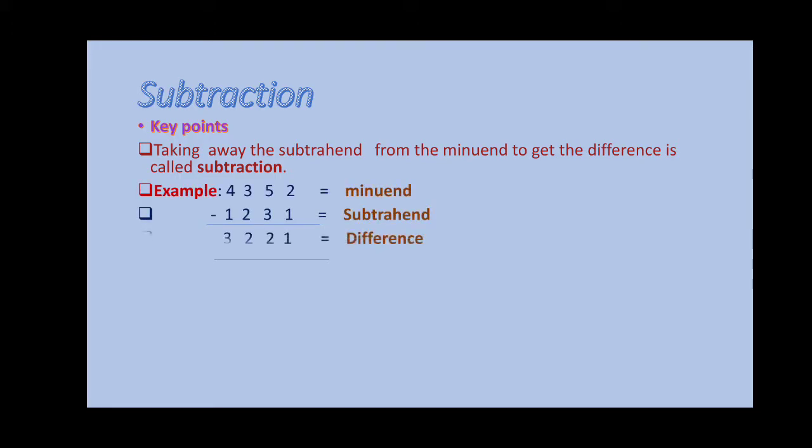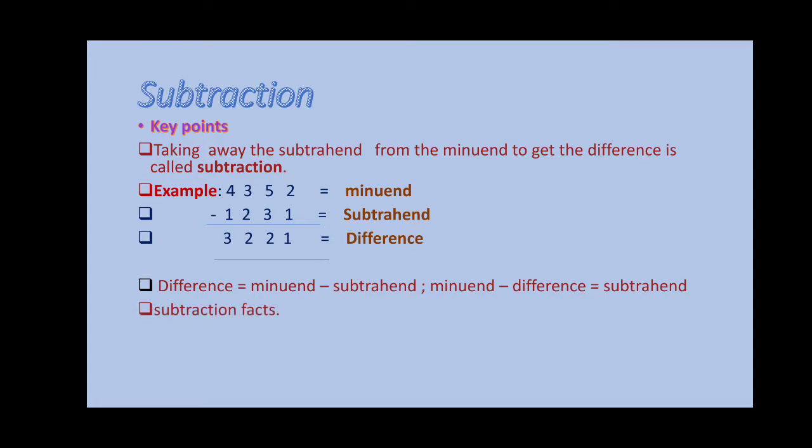What are the key points in subtraction? We'll see and discuss that. First one, taking away the subtrahend from the minuend to get the difference is called subtraction. I hope you know that in class 3 and class 4 you learned what is minuend, what is subtrahend and what is the difference. Without any doubt you know that the answer of subtraction is called difference. This you learned in class 1.